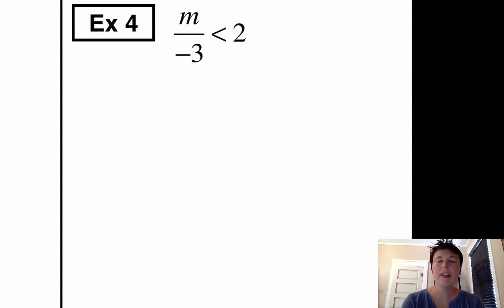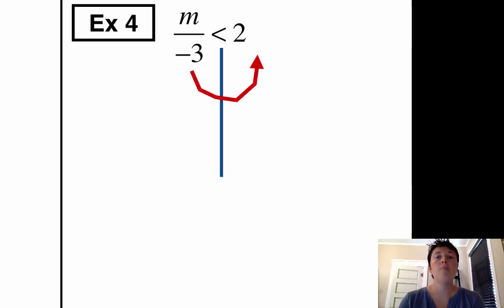Example 4. m over negative 3 is less than 2. That means m divided by a negative 3 is less than 2. So we want m all by itself. So we're going to take that negative 3 and we're going to move it to the other side. But we're moving it with multiplication. This is the flip the sign rule. We are timesing a negative 3 to the other side. And because we're doing that, this is what kind of clues me in that, oh, it's one of those flip the sign problems. So I know 2 times negative 3 is a negative 6.